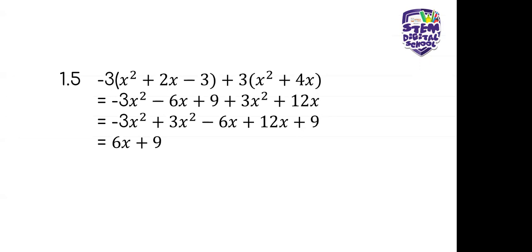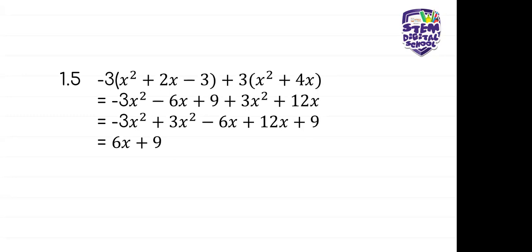Now, at this point, you can see negative 3x squared plus 3x squared will give you 0. A negative number, if you add negative and positive, you get 0 because the expressions are equivalent. And then negative 6x plus 12x will give you 6x, and then you have 9. So the final answer will be 6x plus 9.